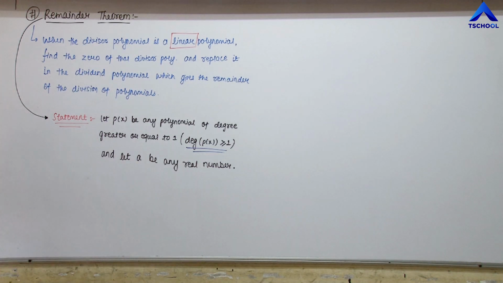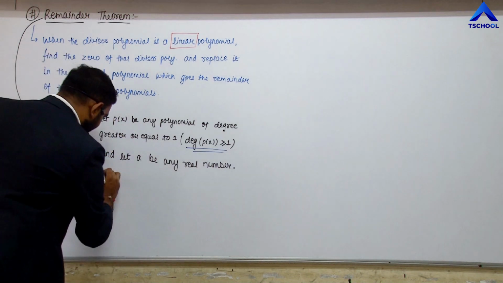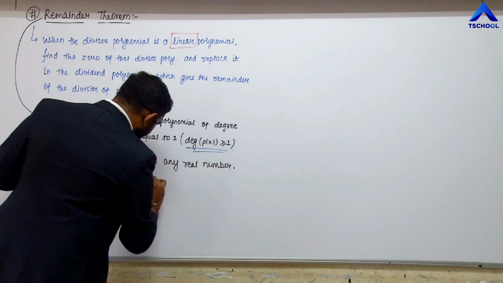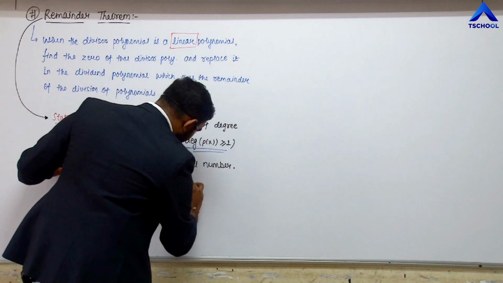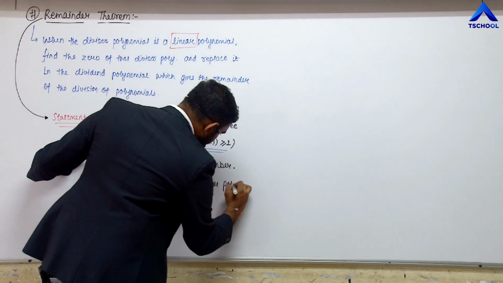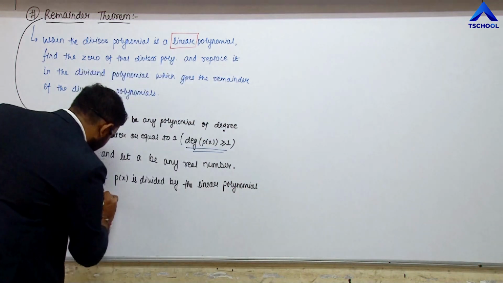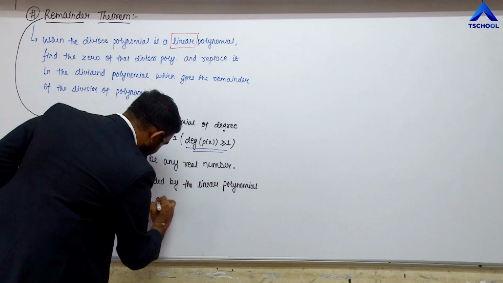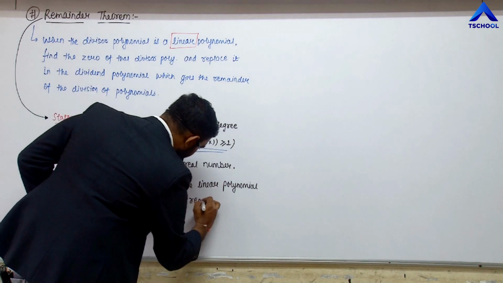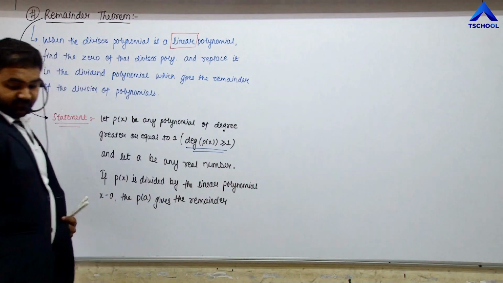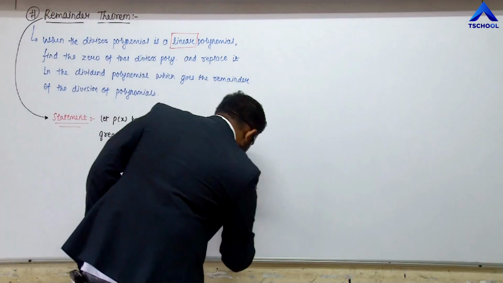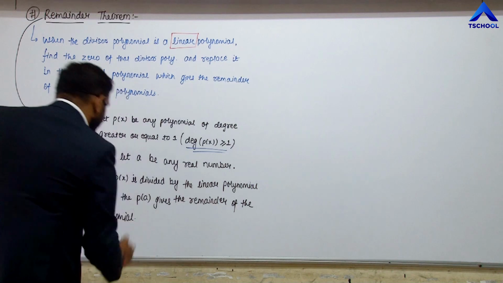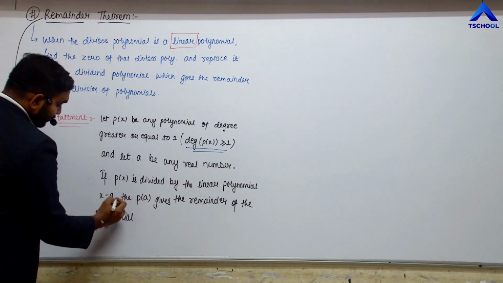Now if p of x, the polynomial that we took, is divided by the linear polynomial x minus a, then p of a gives the remainder of the polynomial. Is it clear?